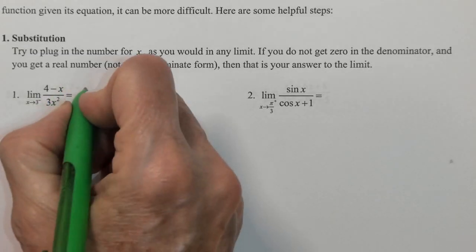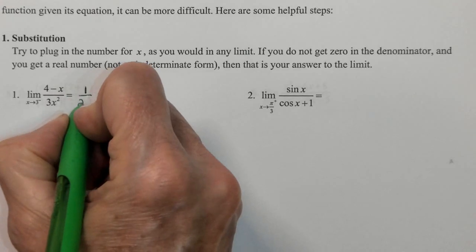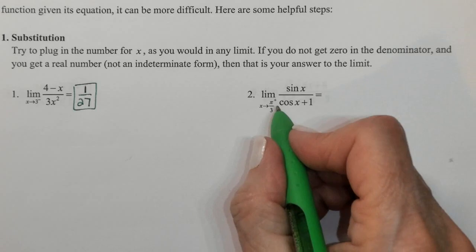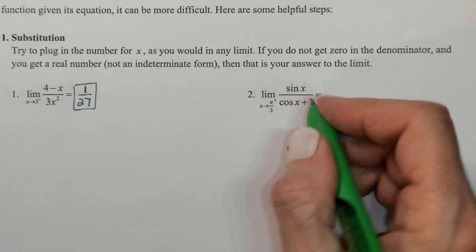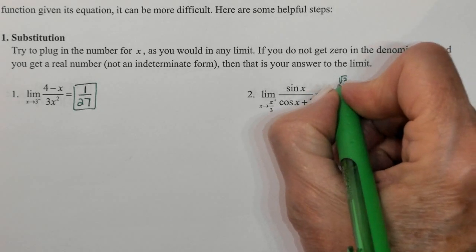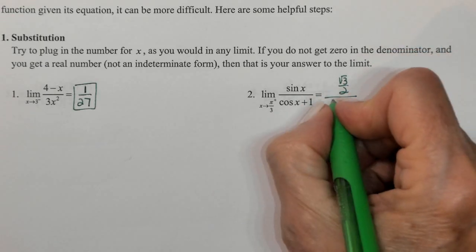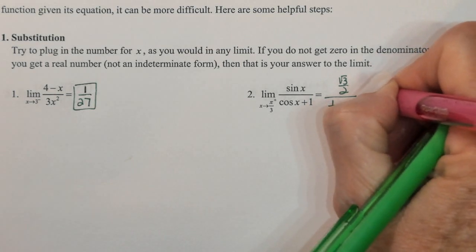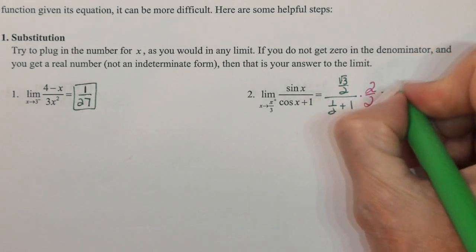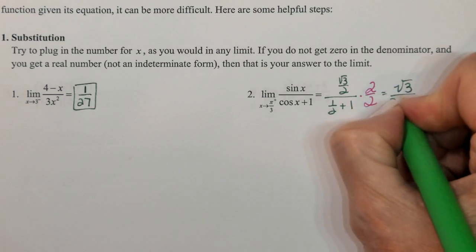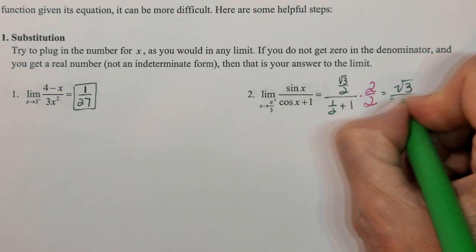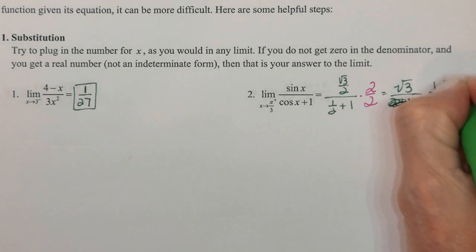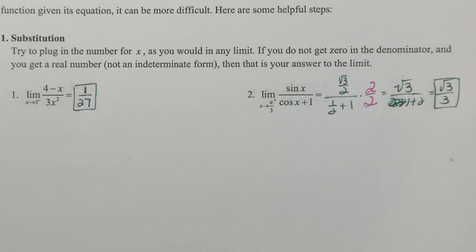If I plug in 3 here, I get 1 over 27. That is just a number. I am done. If I plug in pi over 3, I get square root of 3 over 2 divided by 1/2 plus 1. I would multiply top and bottom here by 2 and get the square root of 3 over 1 plus 2, which is just the square root of 3 over 3. I am done. I just got a number, right?